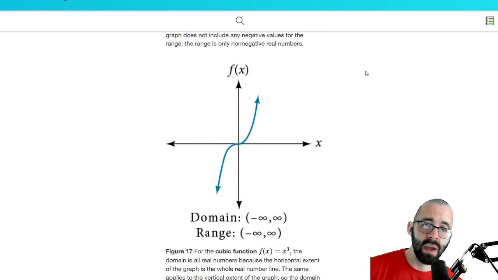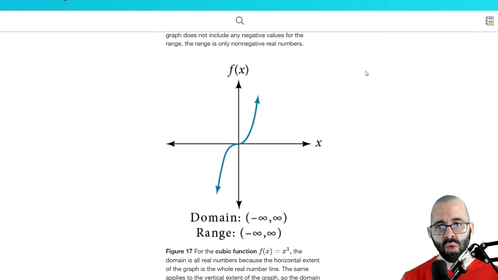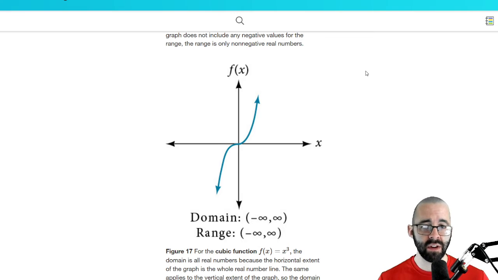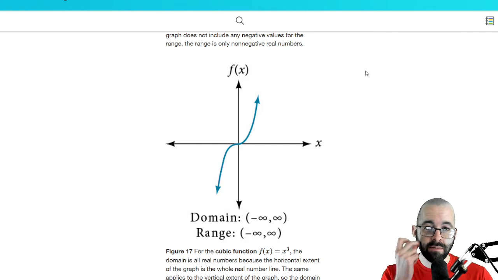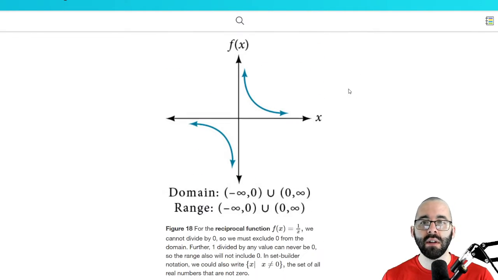So those are the main toolkit functions that people are more familiar with, but these other ones are also very important, and we're going to be using them a lot in this class. The next one's the cubic function. Parabola is x squared, cubic function is x cubed. It just cubes the inputs.